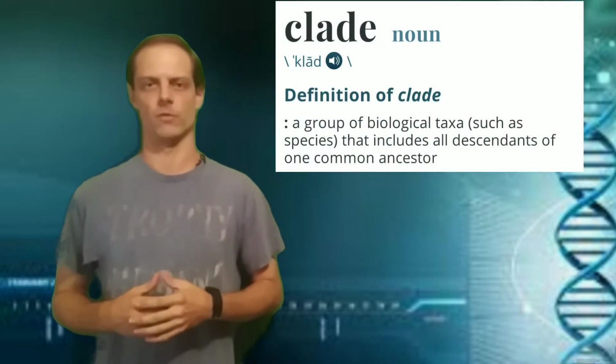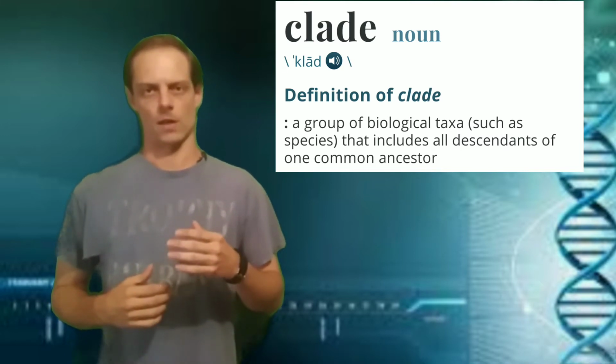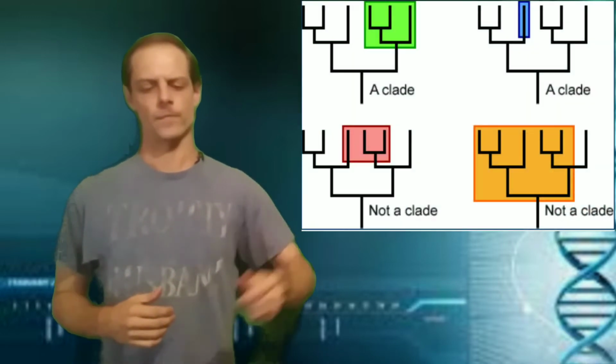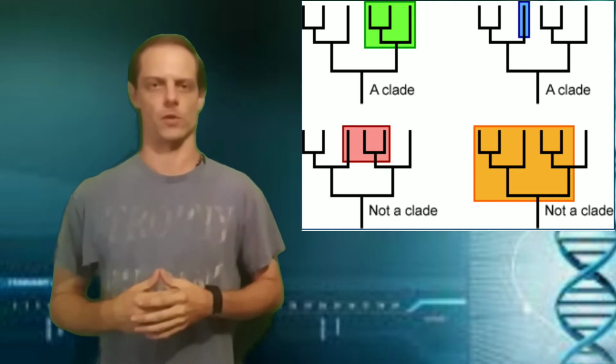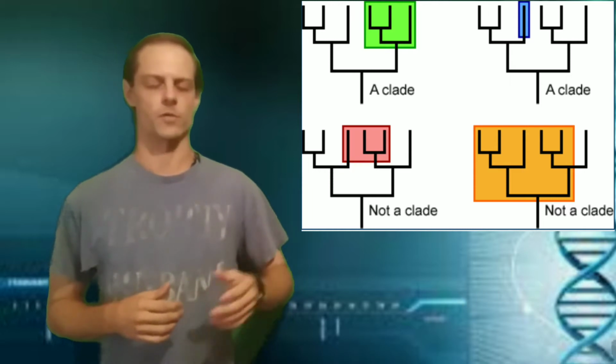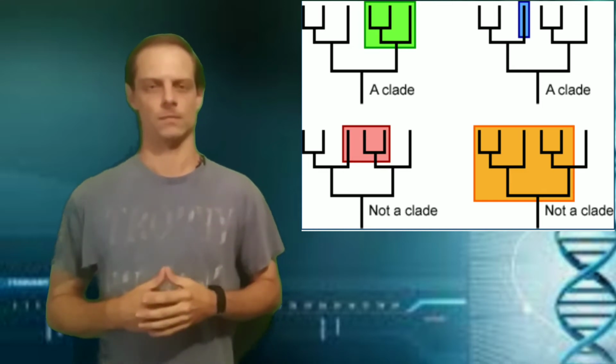A clade is a group of biological taxa, such as species, that includes all descendants of a common ancestral group. This includes all extinct and extant lineages. The best way to visualize this is in the form of a family tree. Take this image from Berkeley University, Understanding Evolution. Notice that the top two cladograms, or family trees in this example, show common ancestry in green and blue.